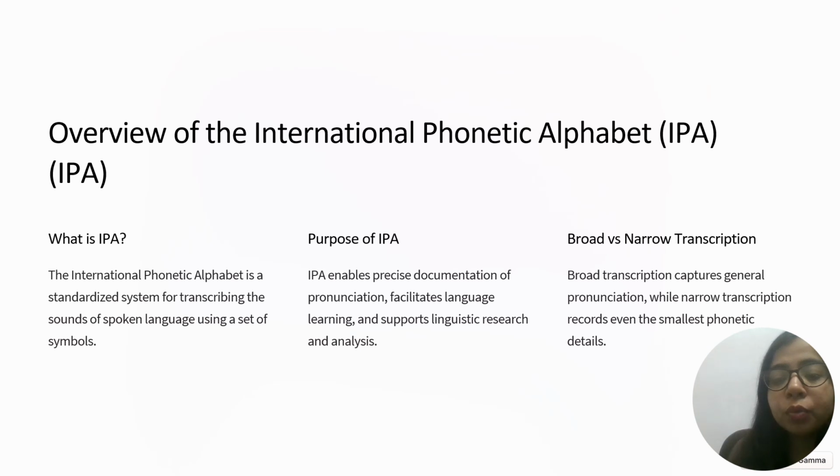Next is broad versus narrow transcription. Broad transcription captures general pronunciation, while narrow transcription records even the smallest phonetic details. So broad is general pronunciation, while narrow checks the smallest phonetic details also.